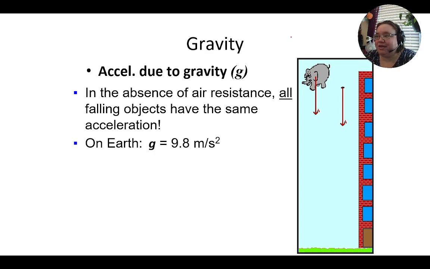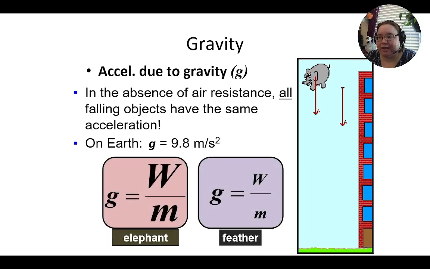So in here, I think I've got an elephant and I've got a bean, or a pea. I don't remember what the little thing was. Their accelerations are the same. They're going to speed up at the same rate. And if there was no air resistance, they would hit the ground at the same time.